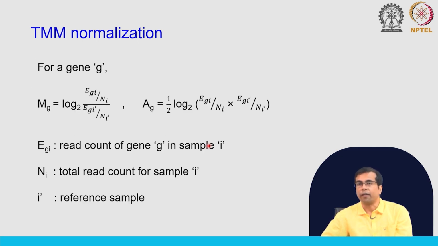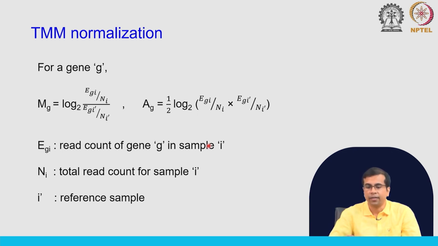Okay, so how do you calculate these M and A values? So for gene g, right, these M and A values are calculated for every gene that is present in the data. So M_g is simply log of (E_gi divided by N_i) divided by (E_gi' divided by N_i'). Now E_gi is the read count or expression of gene g in sample i, okay, and N_i is the total read count of sample i. And the lower part, E_gi' and N_i', is for the reference sample, right. So in the first step you choose the reference sample and then you get all these values, okay.